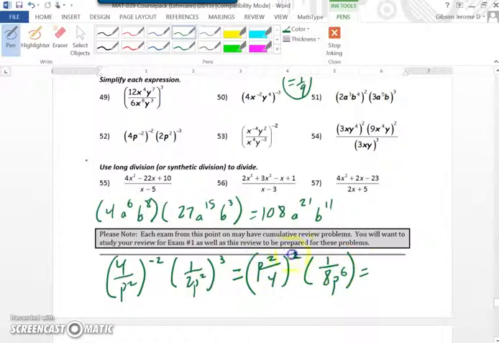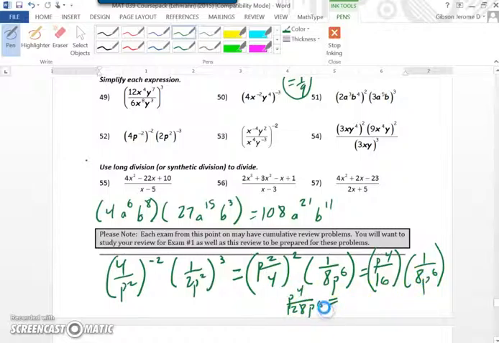Now, we would take this to the power of 2. We have p to the 4th all over 16 times 1 over 8p to the 6th. So p to the 4th times 1, we know will give us p to the 4th. 16 times 8 will give us 128. And then we will have p to the 6th.